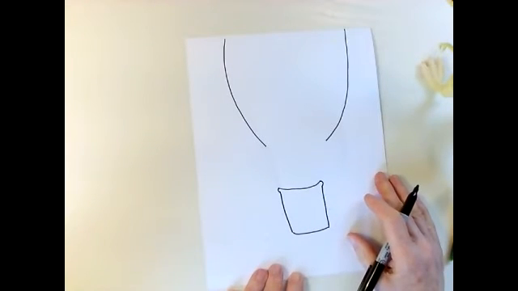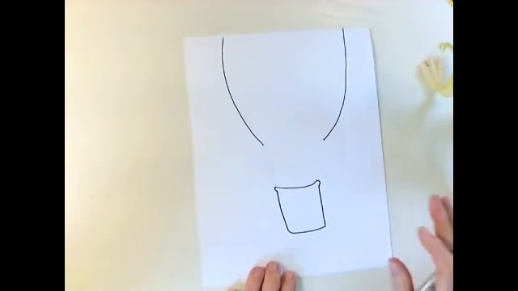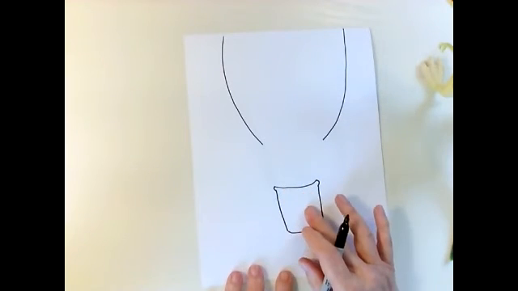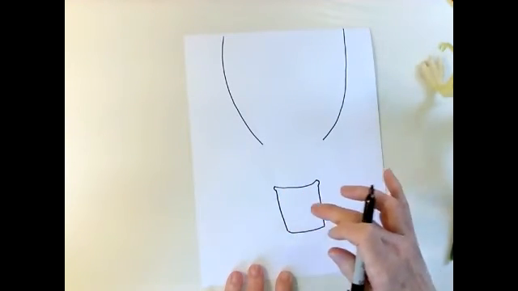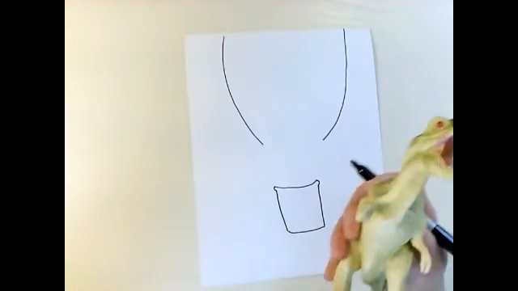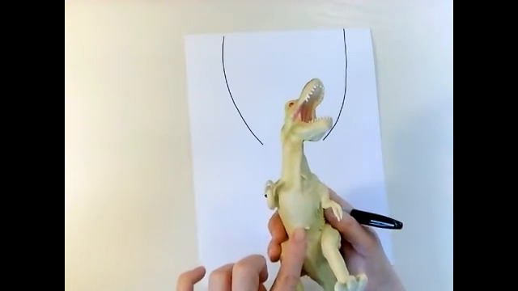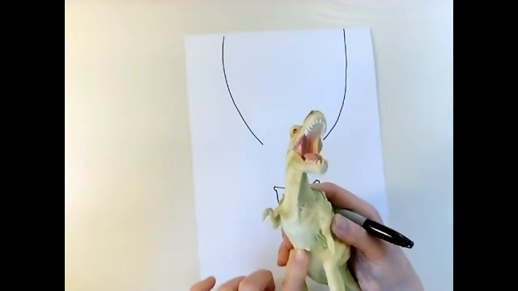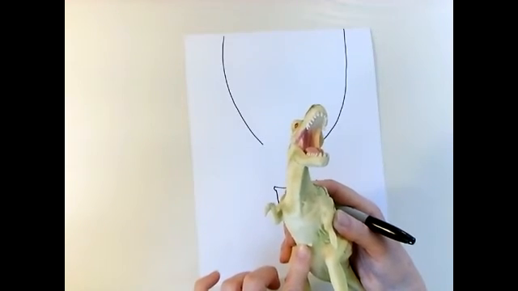All right, so here's my basket. Now I need to draw Theodora. Well, I'm not going to draw the whole dinosaur because she would be inside the basket. I'm only going to draw the dinosaur kind of from the waist up. So Theodora will be looking out over the sides of the basket.